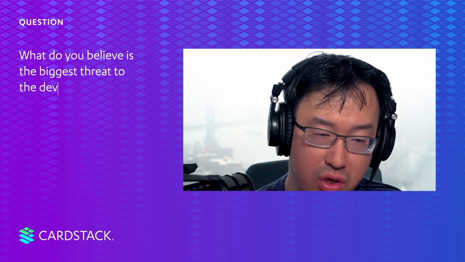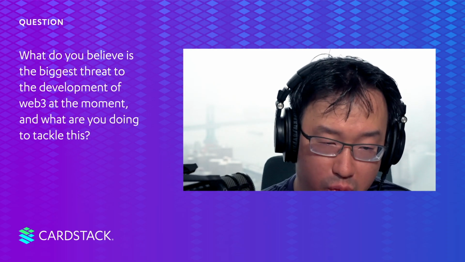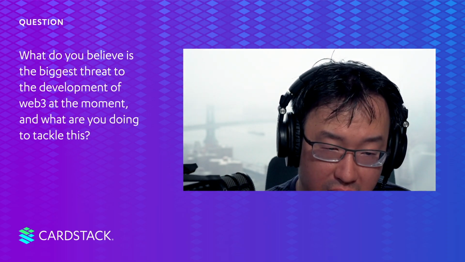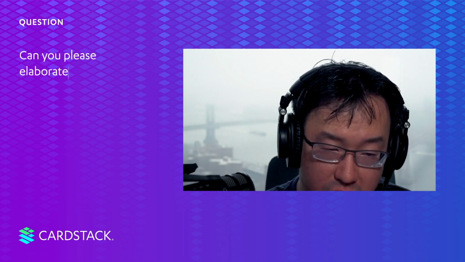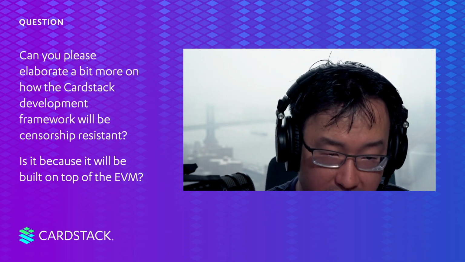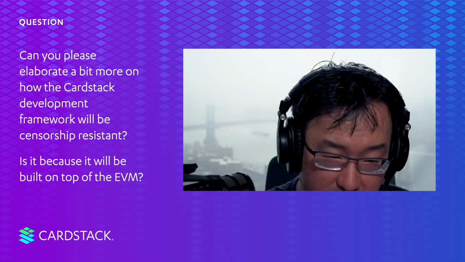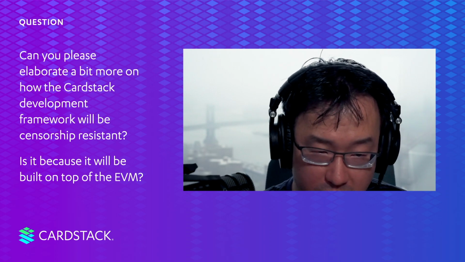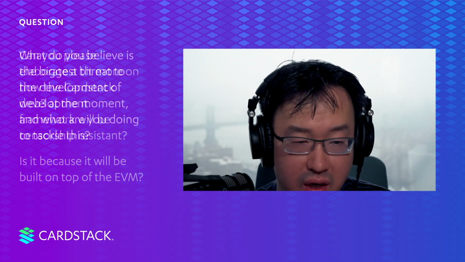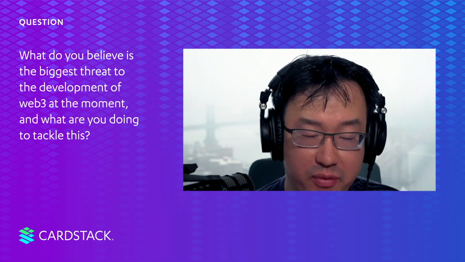Next question is, what do you believe is the biggest threat to the development of Web3 at the moment and how do you tackle it? And the second follow-up is, can you elaborate a bit on how the Cardstack development framework may be censorship resistant? Is it because it's built on top of EVM? Well, that's three questions. I'll talk about the biggest threat to the development of Web3.